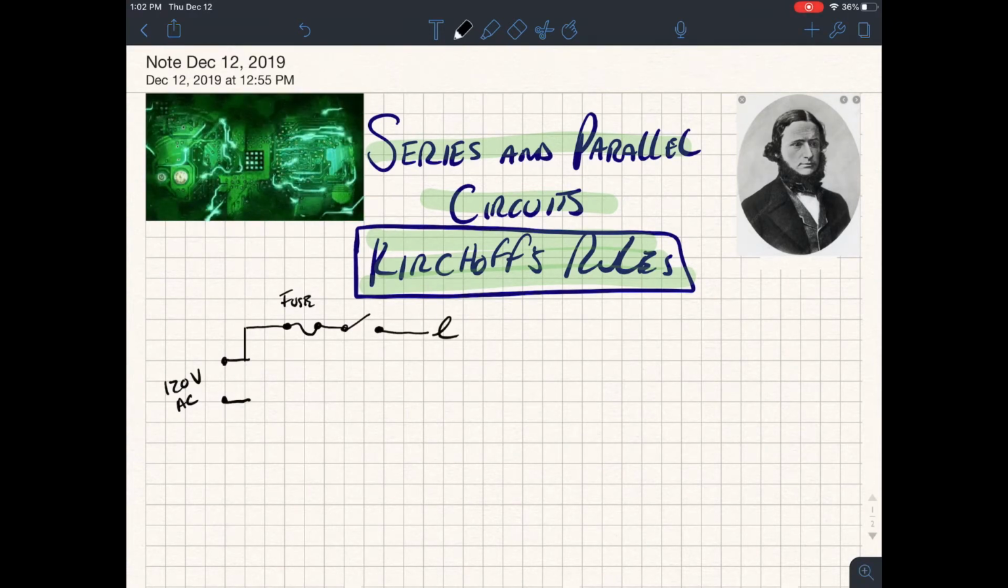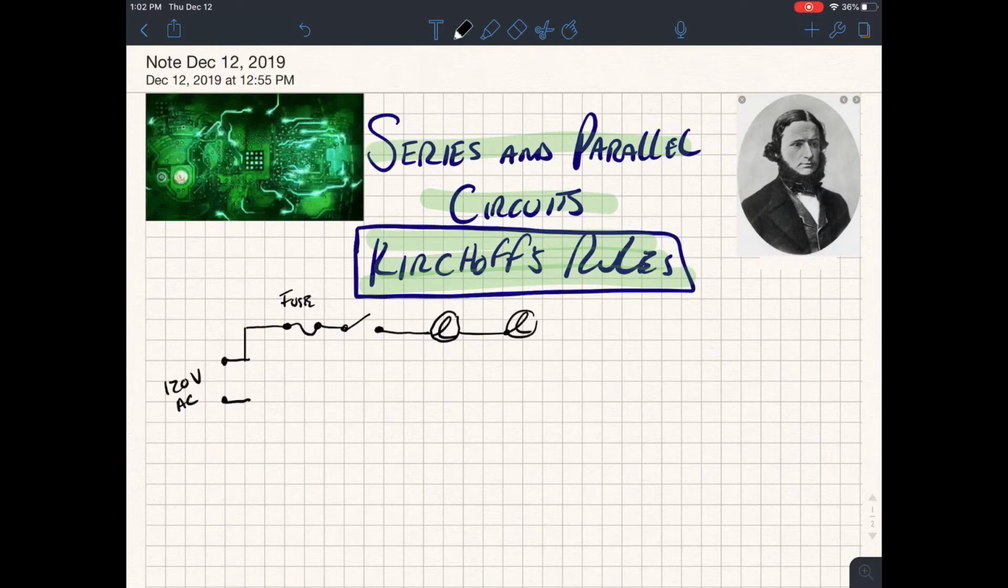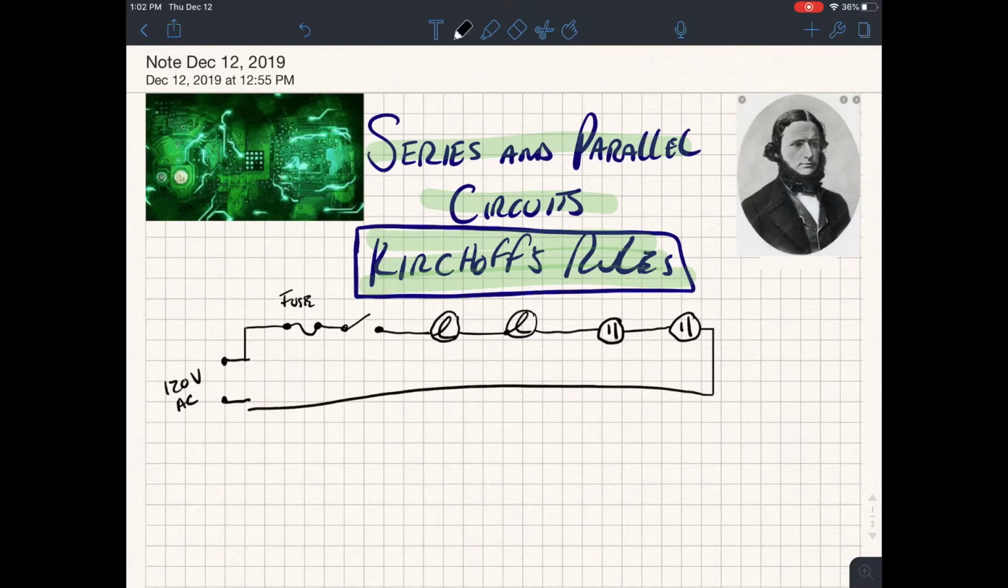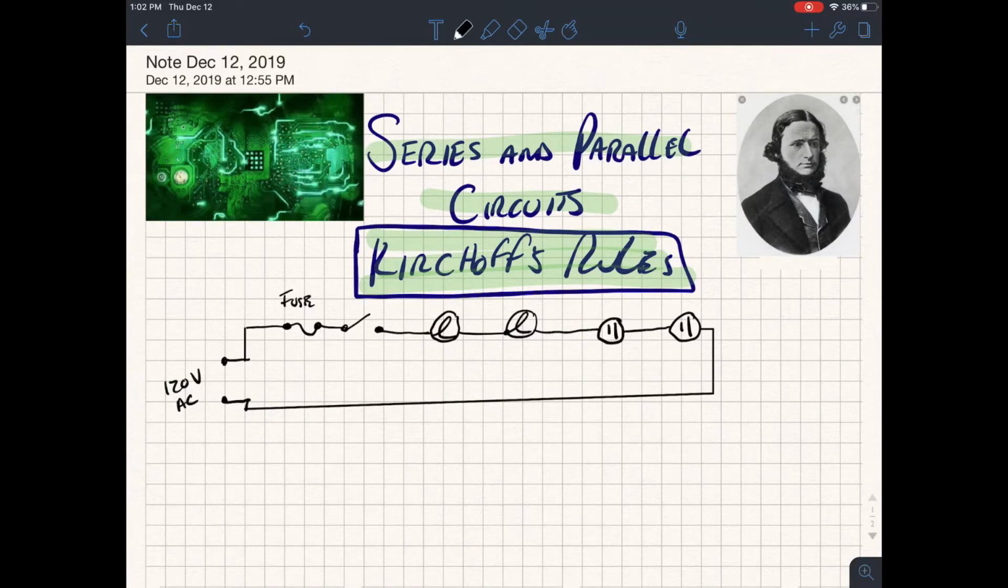And then we've got a light bulb connected to this circuit. And we got another light bulb connected. And then we've got a wall outlet. Those lines are supposed to be relative to each other, different sizes. And we got another outlet. And then this circuit can go all the way home. Okay, so this is a series circuit, and I'm sure you know that.